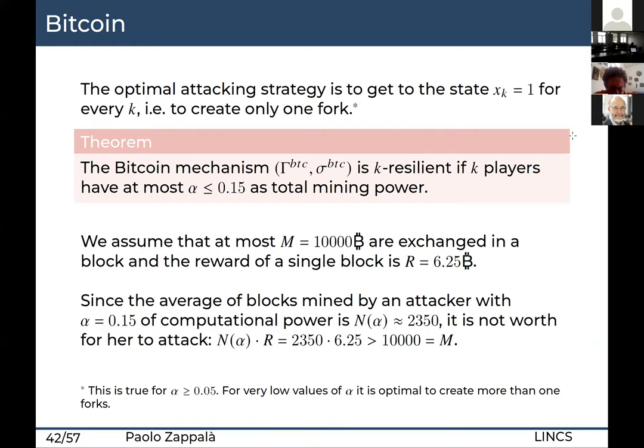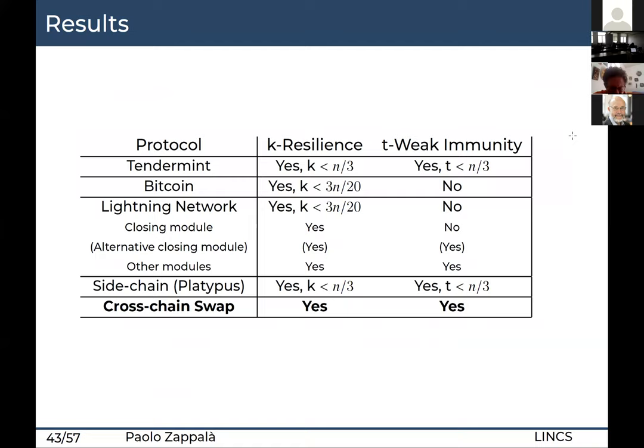And the curiosity is that the best strategy is only to create one fork. So we do have a great analysis, but it's only one fork. Apart from when alpha is very, very small, like less than 5%, it may be worth it to create two forks at the beginning in order to slow the others. So it's optimal rather than creating only one fork. But this is given by the solution. Before going to the next, there's a second problem that we analyzed. Do you have questions on Bitcoin?